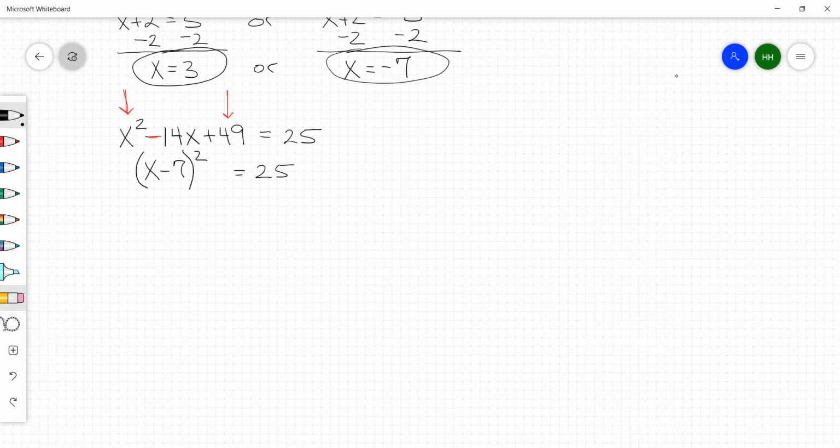So now your steps are the same as the first problem. If you find the square root of both sides, then the square root of x minus 7 squared is just x minus 7, and it's equal to positive or negative 5. So now you can write two equations: x minus 7 equals positive 5, or x minus 7 equals negative 5.